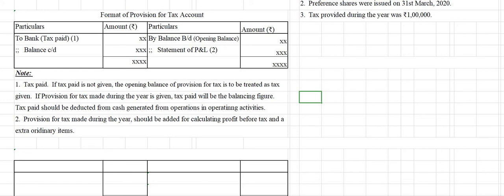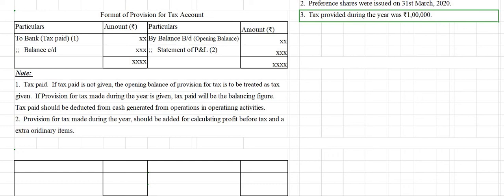So what the first point says is tax paid. If tax paid is not given in the additional information, the opening balance of provision for tax is to be treated as tax given to government. Then if provision for tax made during the year is given, made during the year means provided during the year, here it is given 1 lakh, if that amount is given, tax paid will be the balancing figure.